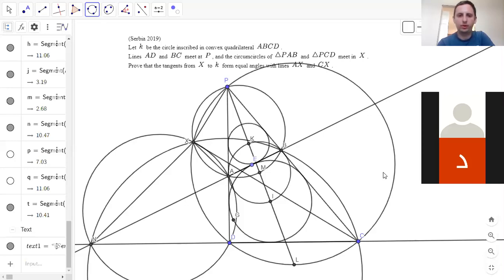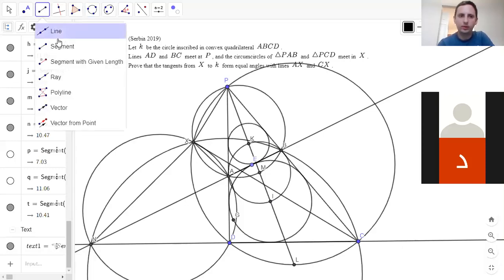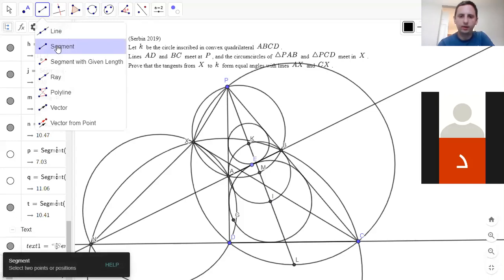Yeah, this is such a weird problem. So I wonder, we know that XDLC is similar to XAMB. Does K correspond to I in that similarity? I don't think so. But what does correspond to I?